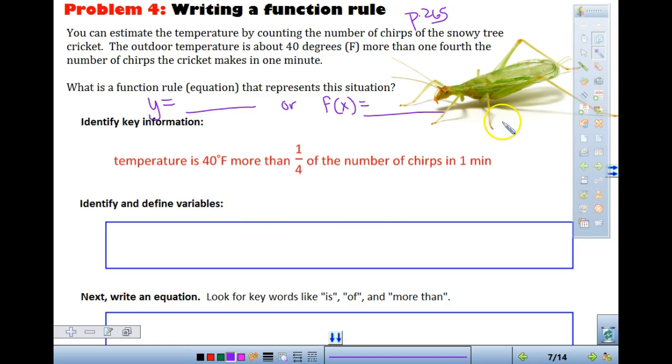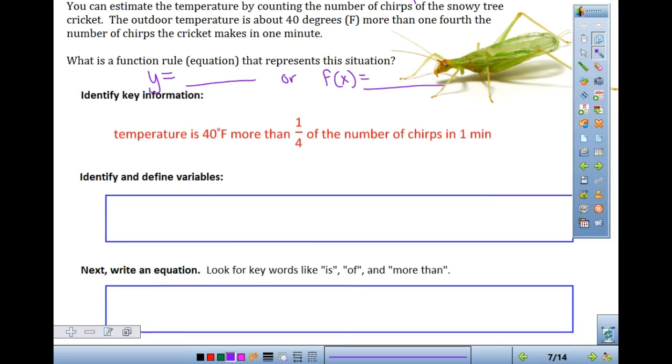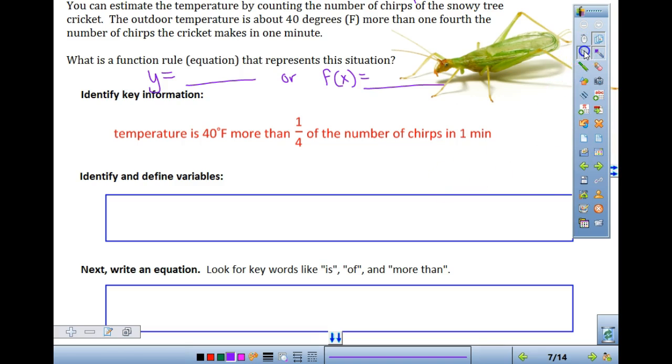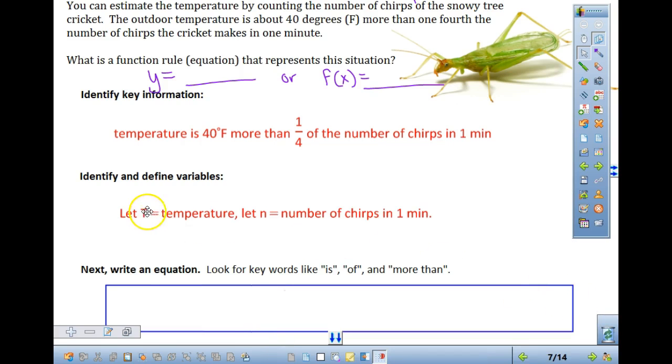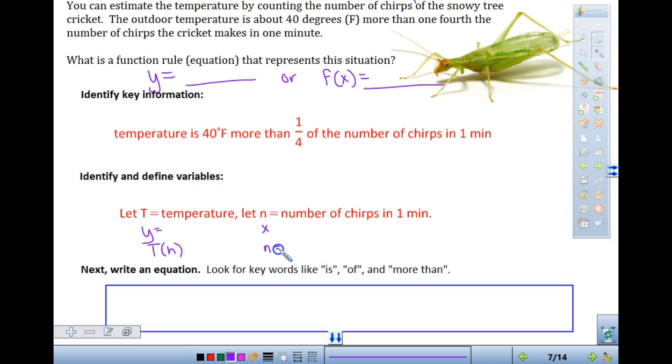Identifying our key variables, right? So this is kind of key, and then we're going to talk about some of the key words that you're looking at. So when we are identifying our key variables in this one, I'd probably go with T for temperature and N for the number of chirps. Some of you will like to use Y, and you'll like to use X. Some of you will use maybe T of N, right? And then this would be your N. I don't care what you use for your variables, but you have to assign them something. So temperature, and in this case, the number of chirps in a minute.